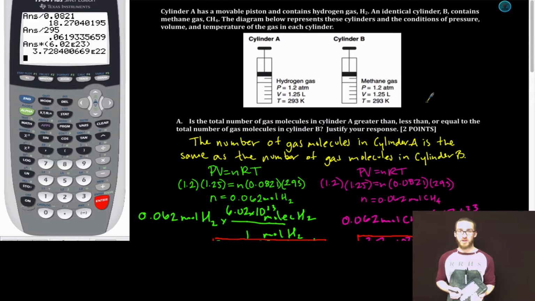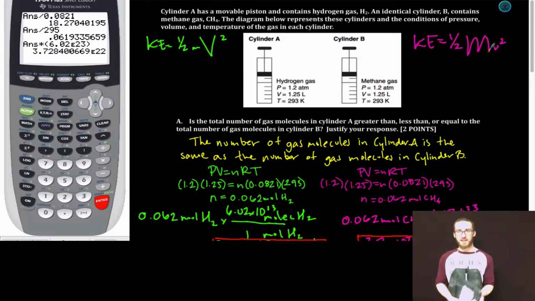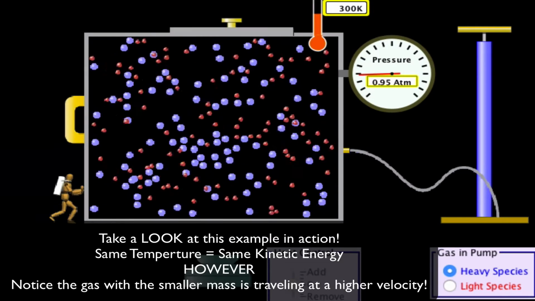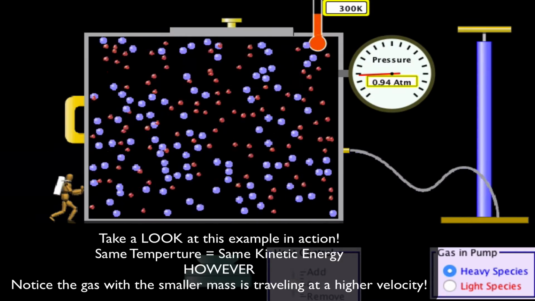Now let's take a look at the formula for kinetic energy. Kinetic energy relates the mass and the velocity of the sample of gas. Notice that the kinetic energies can be the same. They can have the same temperature, but not necessarily the same velocities. Hydrogen, a gas with a very small mass, will be moving at a much higher velocity at a given temperature than methane gas, which has a much larger mass and moves at a much smaller velocity relative to the hydrogen gas.